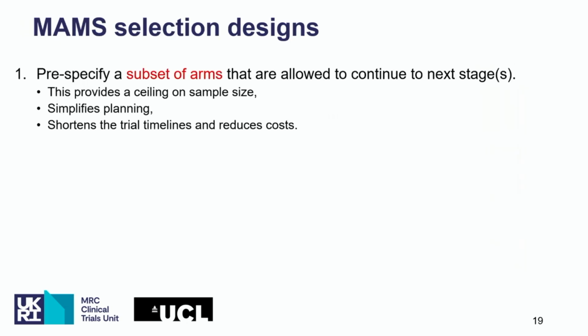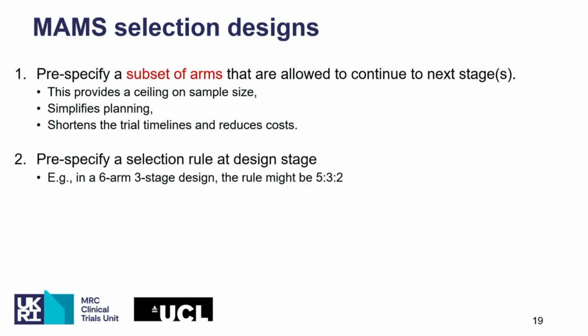So what you need to do in those cases, one way of doing that is pre-specify. You have lack of benefit or other stopping boundaries that are for dropping arms, or if you have stopping boundaries for overwhelming efficacy, you might have that. But you might also have an additional rule for selection, and that is to select a subset of arms, a maximum number of arms that you would consider or allow to continue to the next stage. This provides a ceiling on the maximum sample size, simplifies planning, and also shortens the trial timelines.